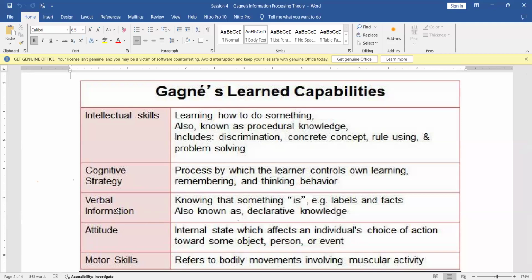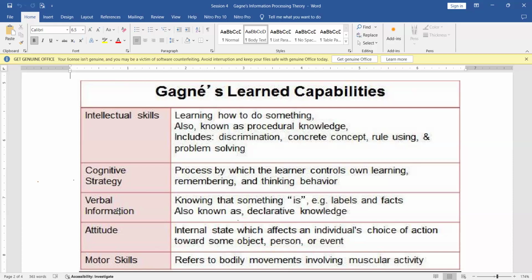So at the end of the day, each lesson, the learner should be able to actually develop their verbal information. They know the subject matter and they can actually tell or write or do something with the subject matter. That is verbal information. Of course, it happens in each and every class. Then we can go to intellectual skills. If you look at intellectual skills, how to do something, also known as procedural knowledge.